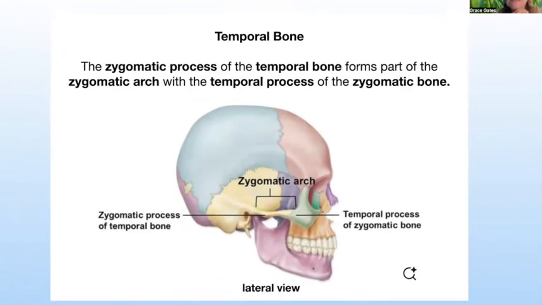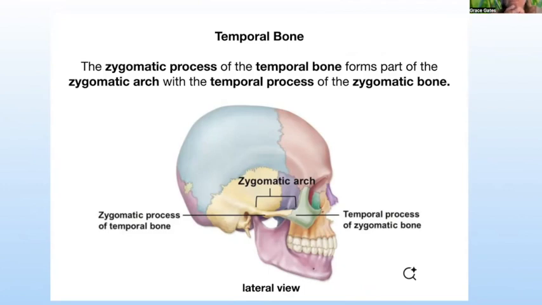The zygomatic process of the temporal bone forms part of the zygomatic arch with the temporal process of the zygomatic bone. I know that sounds like word salad. So look at the picture below and note the zygomatic arch. That is the cool thing. It is, in common parlance, the cheekbones, okay?